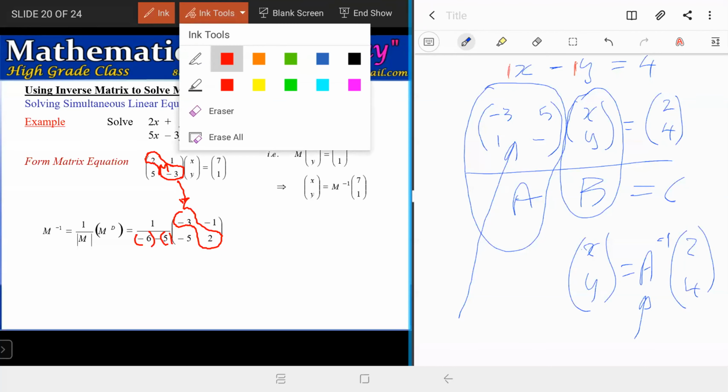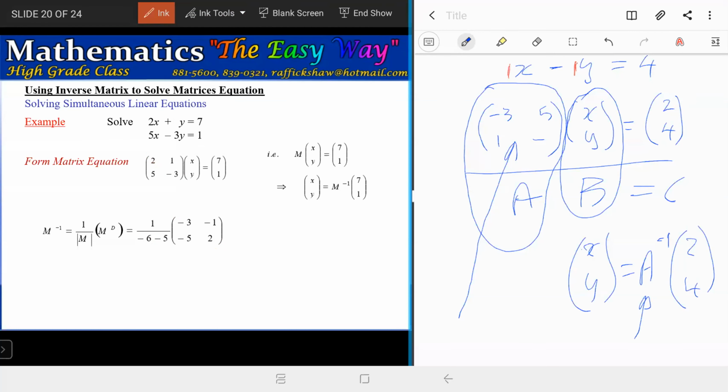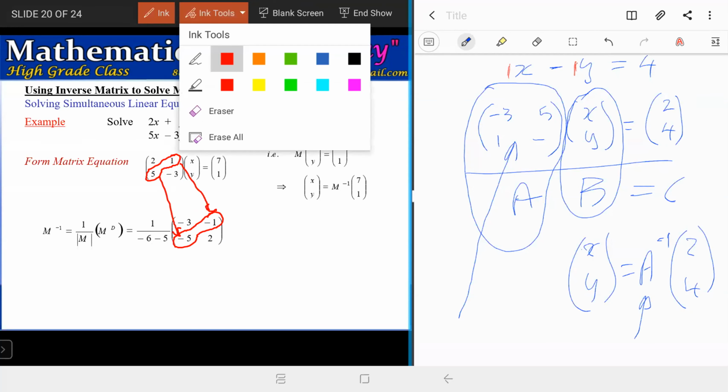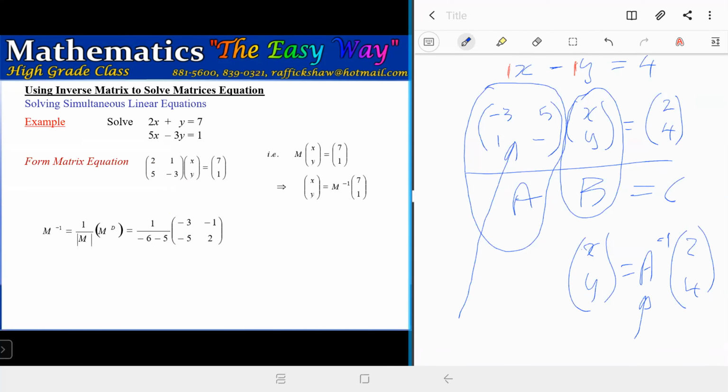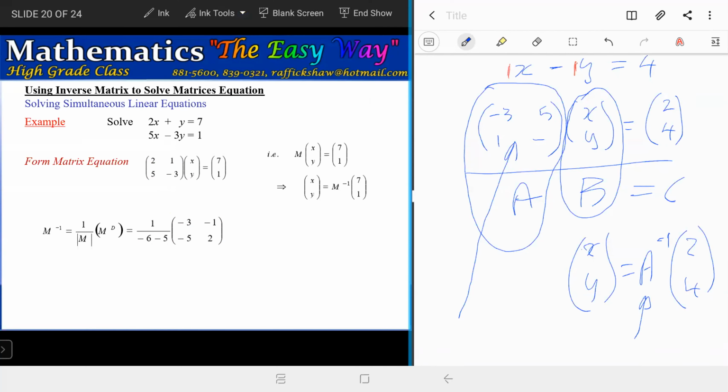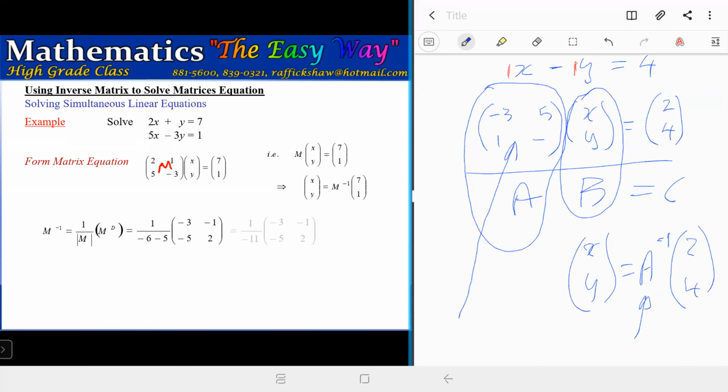And then on the following diagonal, I leave them where they are and change the sign of both of them. So the 1 becomes -1 and the 5 becomes -5. I don't interchange those two, I leave them where they are and change the sign. And basically that's how I get my M to the -1. Let's simplify it. So -6 and -5 is -11.